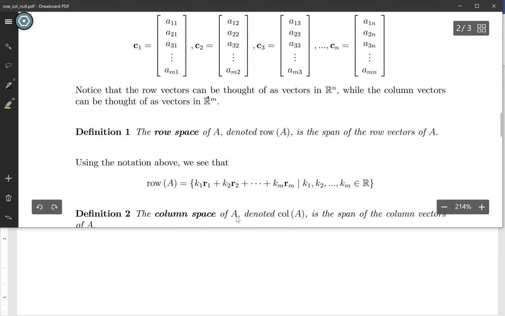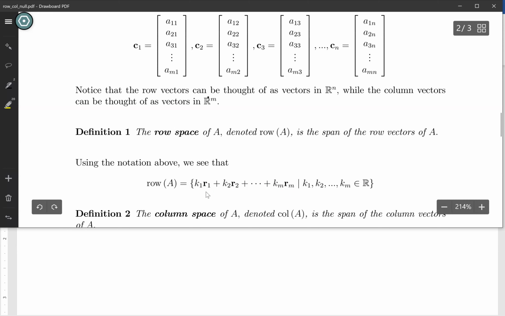All right. So there are some spaces that we can define associated with a matrix, and in particular, there are three big ones that we're going to talk about. The first one is the row space. The row space, which we denote with row of A, is the span of the row vectors of A. Remember, by span we mean the set of all linear combinations. So if I write that in set notation, row of A is just every linear combination you can make using the rows of A.